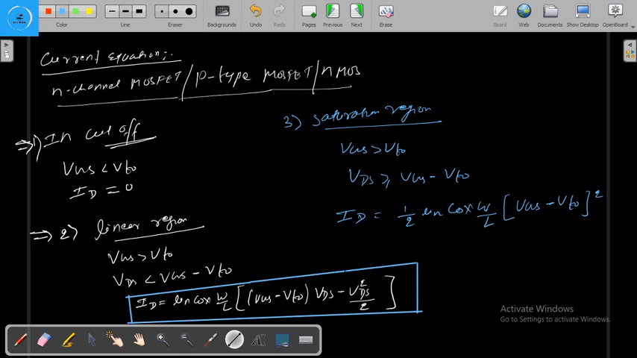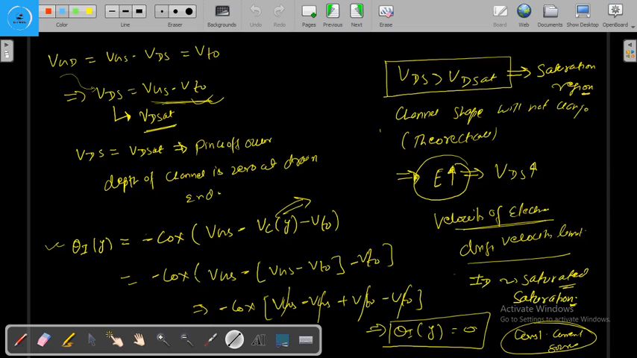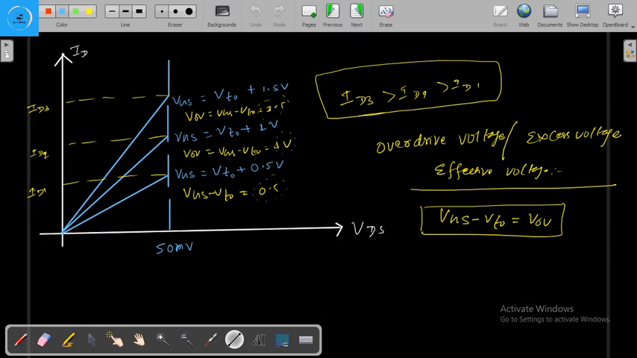The GATE examination is a numerical type exam, so the derivation will not be asked. Now we are going to see the ID-VDS waveform that we have drawn here.